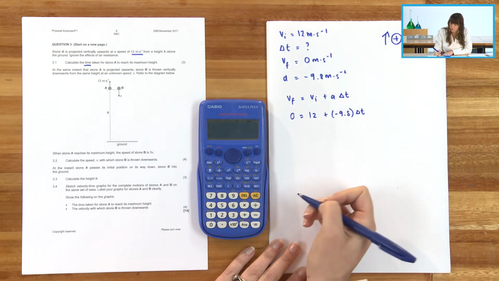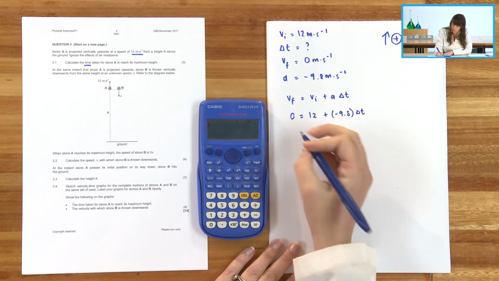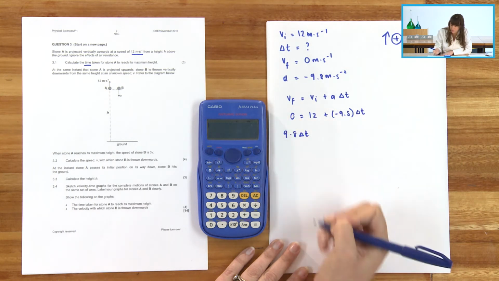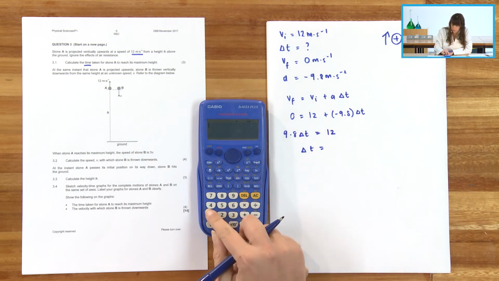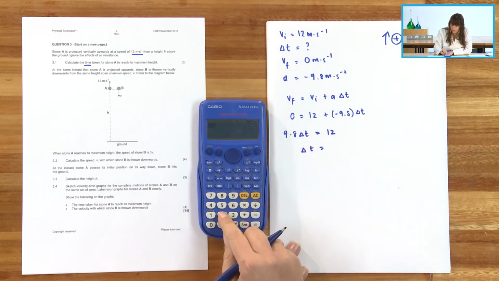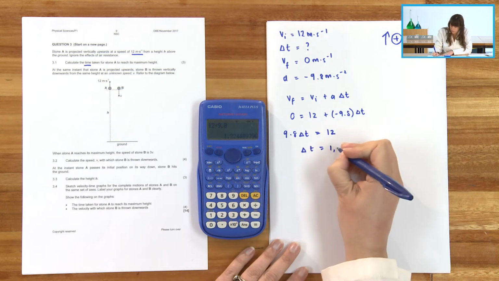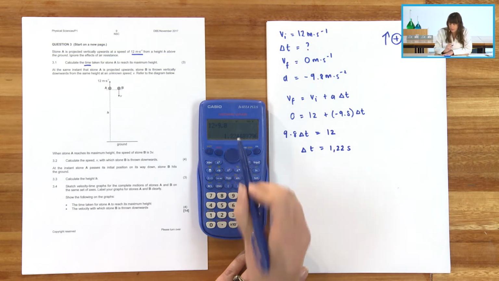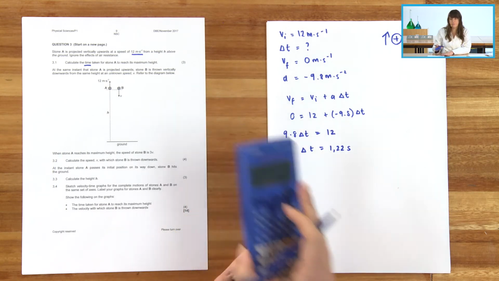And now we're simply going to solve for delta t. So we've got negative 9.8 delta t. If I take this over, I'm going to have 9.8 delta t, because it was negative there, so it becomes positive, equals 12. Delta t is equal to 12 divided by 9.8. So we say 12 divided by 9.8, and we get 1,22 seconds. Remember, we can round off to our second decimal place. Right, so that's question 3.1 answered. Let's have a look at the next question.